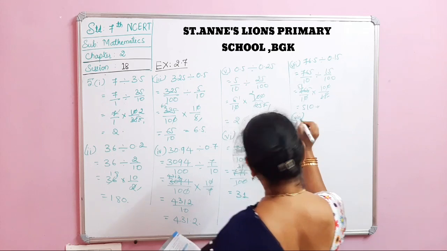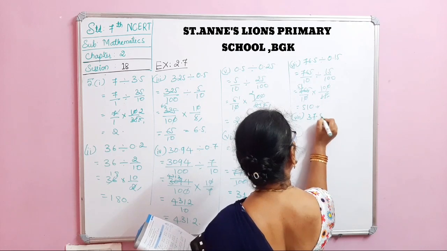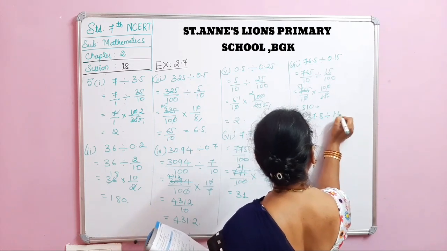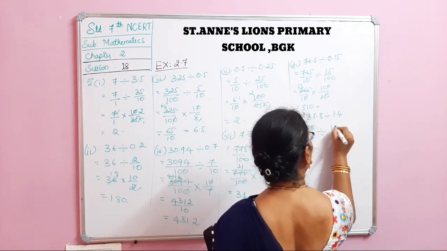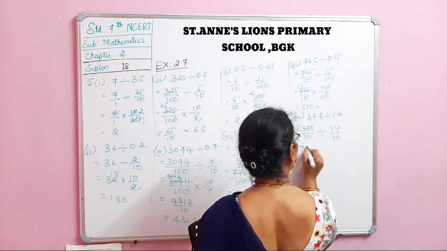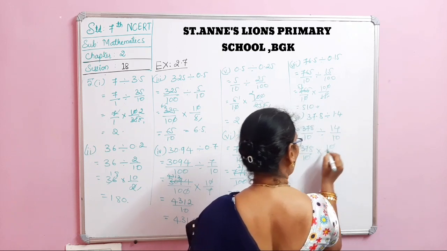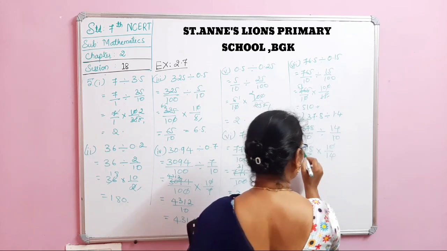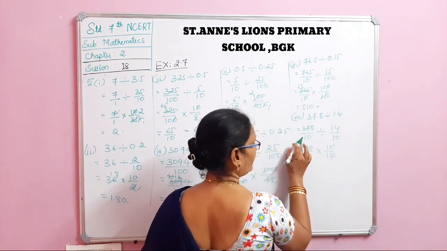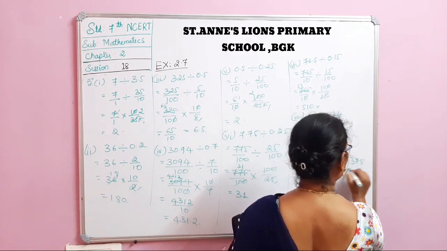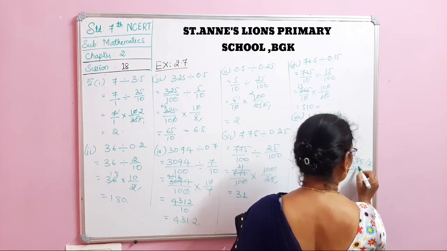Next, eighth one, that is 37.8 divided by 1.4. 378 by 10 divided by 14 by 10. 378 by 10 into 10 by 14, the 10s got cancelled. So 14 2s are 28, 98, 14. So better you take here 378 divided by 14. 14 2s are 28.